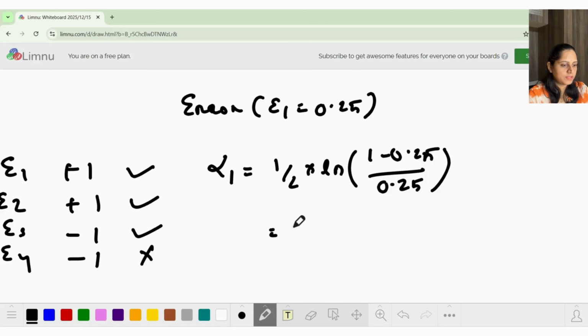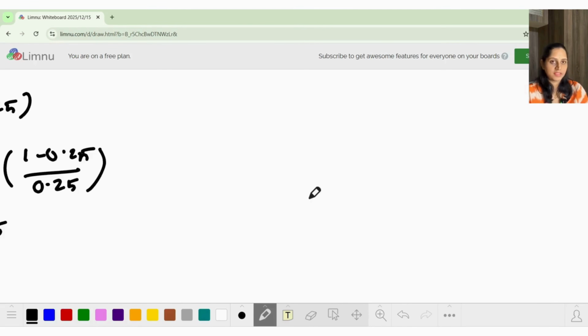This is the formula, right? And approximately I'm getting a value of 0.5. So I got my weak learner 1's alpha, right? Now what is the next step? We have to update our weights, right? So how are we going to update our weights here?